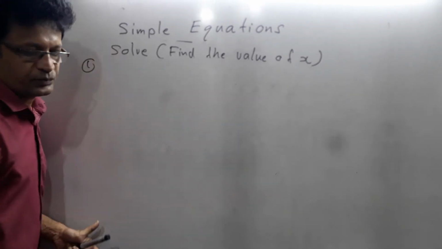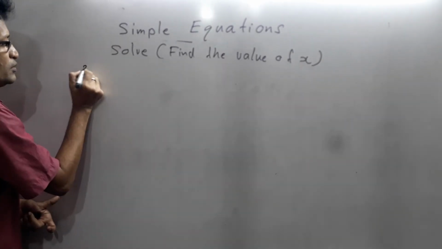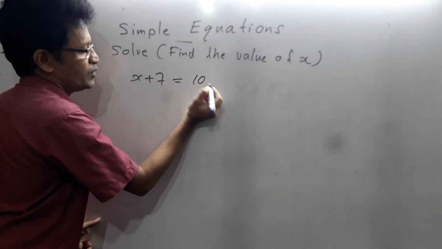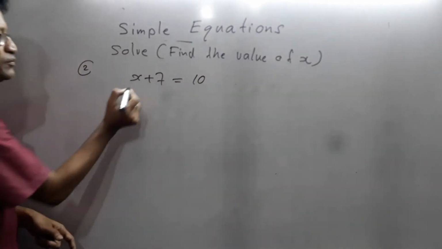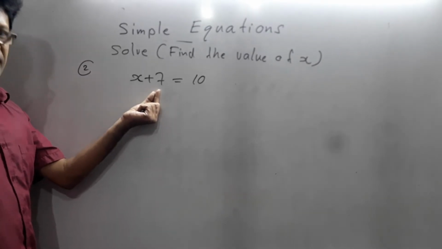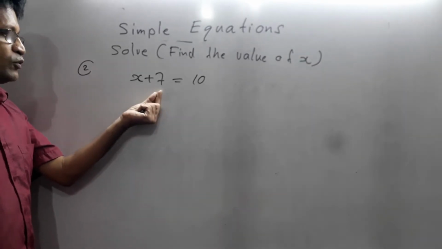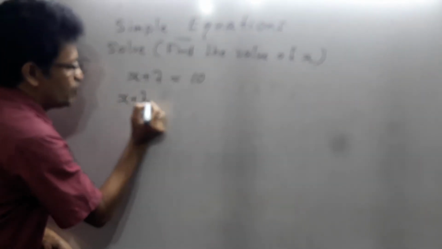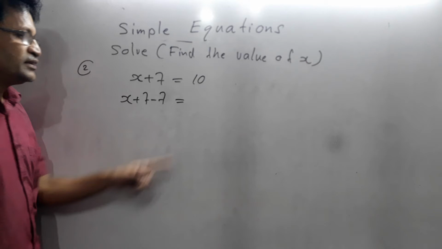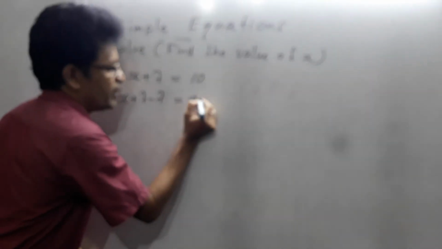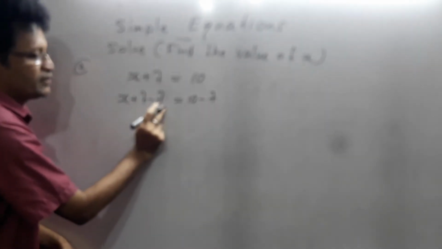Question number 2. Say that x plus 7 equal 10. Now I have to find the value of x. Now this is like a scale. So I have to take this 7 out. So therefore I have to subtract 7 from this side. So x plus 7 minus 7. Then from this side also I have to take 7 out. Then 10 minus 7. Then 7 minus 7 cancel.